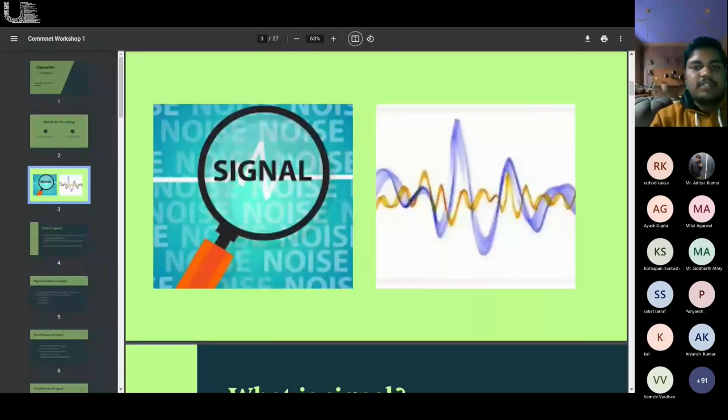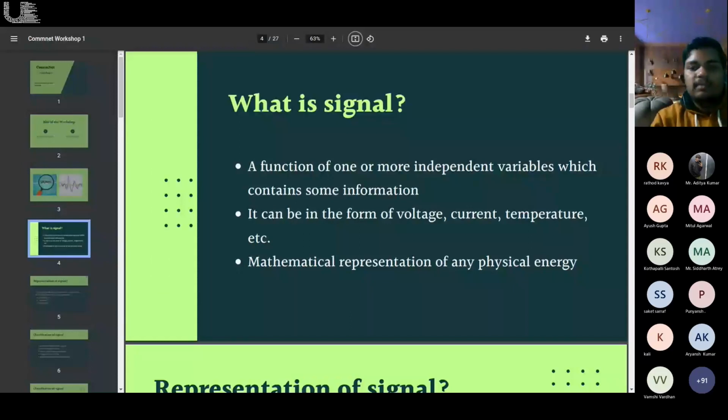So this is just two images of signals. So what is a signal? A signal is a function of one or more independent variables which contains some information. So basically, when you talk, when you see something, everything around you is in the form of signal. When you're watching something, the light from that object is coming back to your eyes, and is processed by your brain, right? So it is also a kind of signal, which is being received from the object to your eyes and then to your brain.